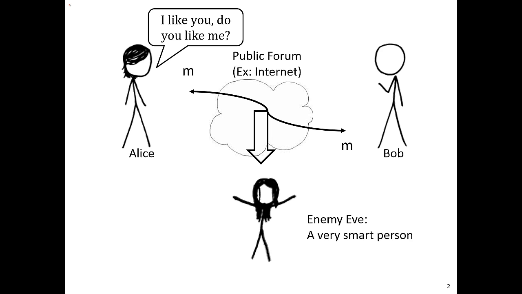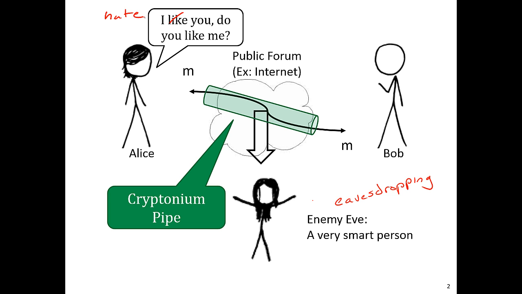And of course, we have to be secure against someone. And the way we model that is we come up with an adversary. And we typically call this adversary or enemy Eve. This is actually short for eavesdropping. But in fact, Eve can do much more than just eavesdrop. For example, Eve may try to change the message. For example, instead of saying like, maybe what Eve does is tries to flip the message to say hate. That would be catastrophic. So the goal of cryptography is to protect this communication, to make it secure.